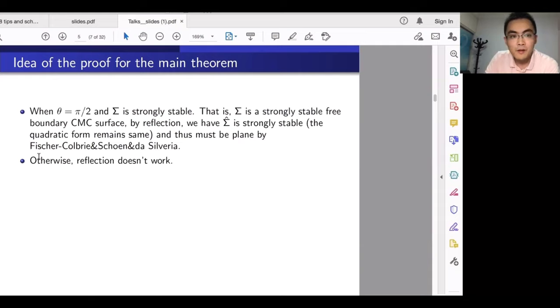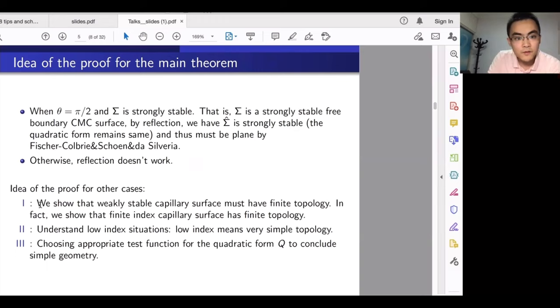Right? However, for other cases, for example when the angle is not pi over 2 or sigma is weakly stable, this reflection analysis doesn't really work, and we have to come up with some other ideas. And for the proof of other cases, we have three steps. So the first step, we want to show that the weakly stable capillary surface has finite topology, okay? In fact, we show that the finite index capillary surface has finite topology. So that's the first step.